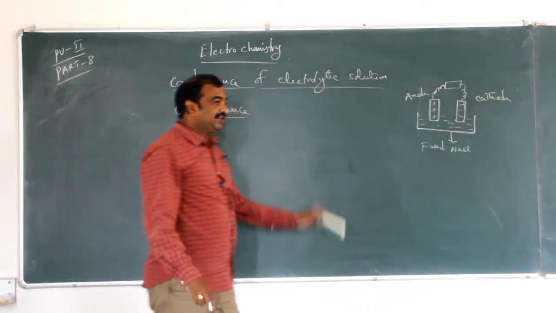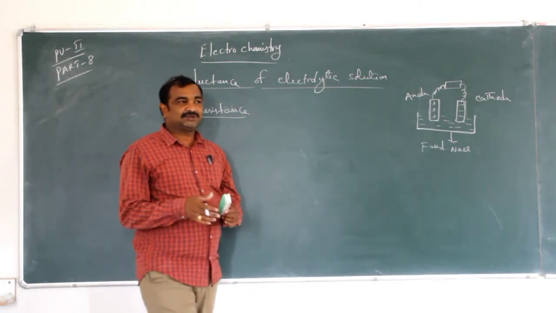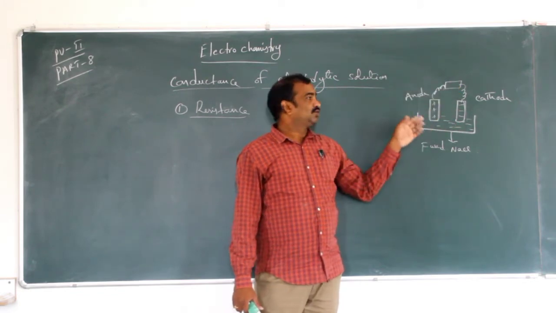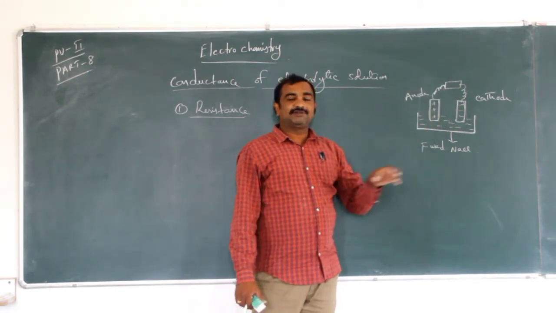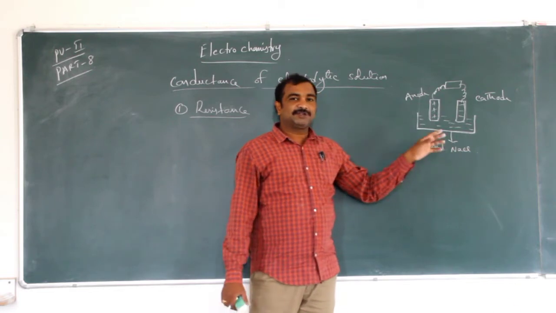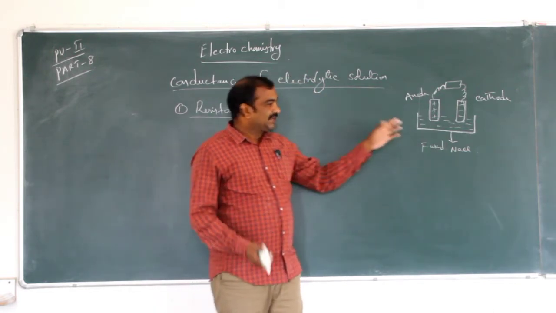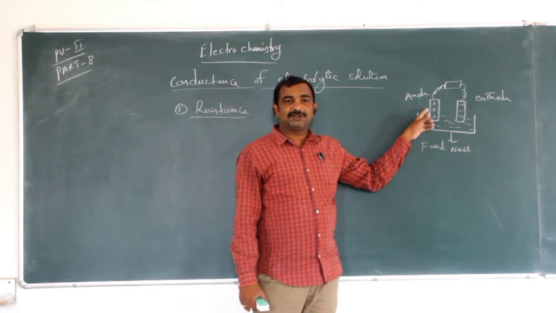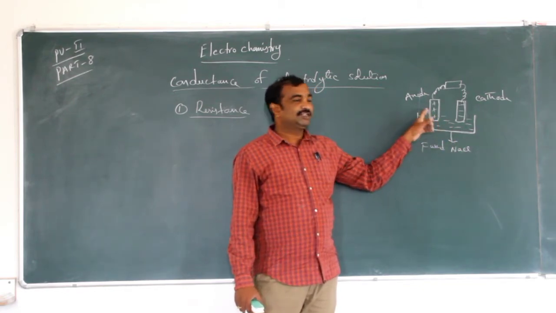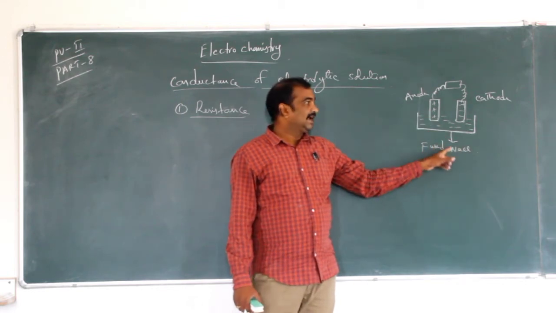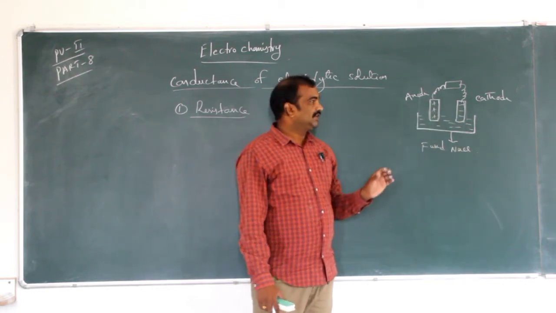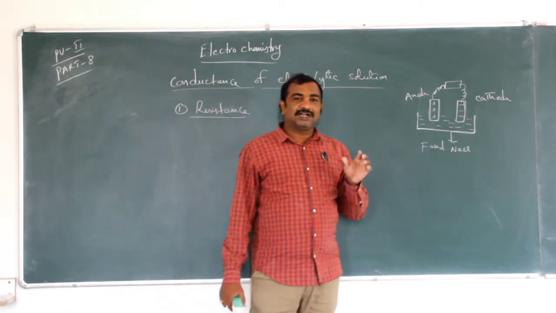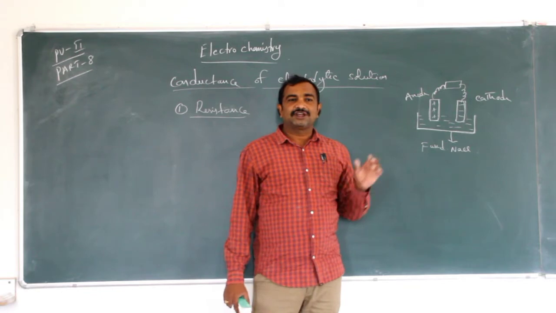In the last class we explained this, the electrolytic cell. If you pass electric current through the electrodes to the solution, there will be a change in the solution. The solution splits into Na plus and Cl minus. Cl minus comes to the positive terminal, and Na plus goes to the negative terminal. At the anode oxidation takes place, at the cathode reduction takes place.